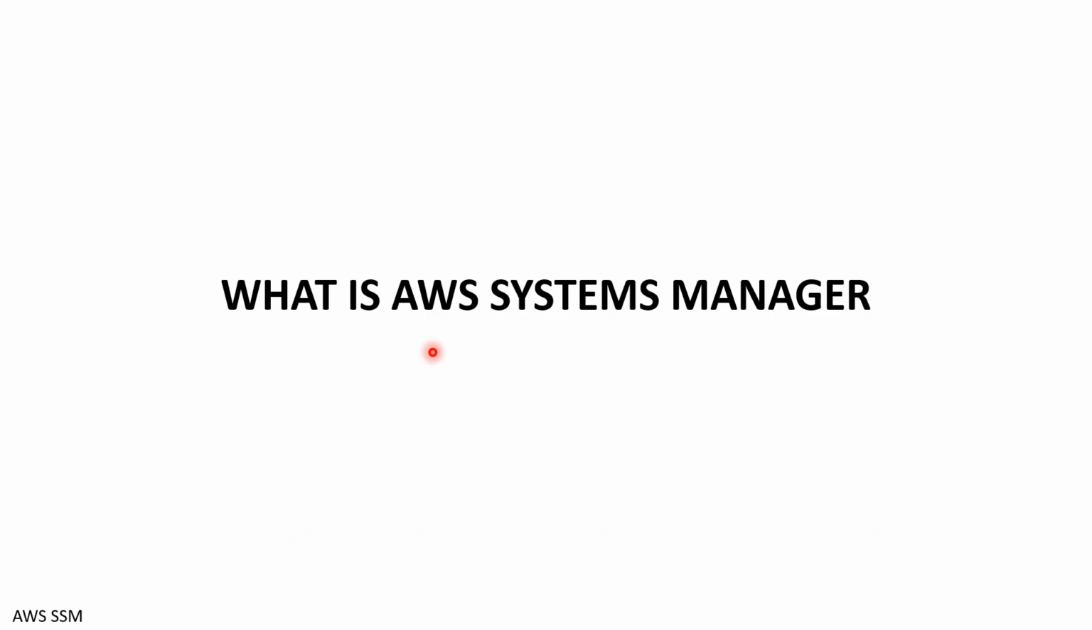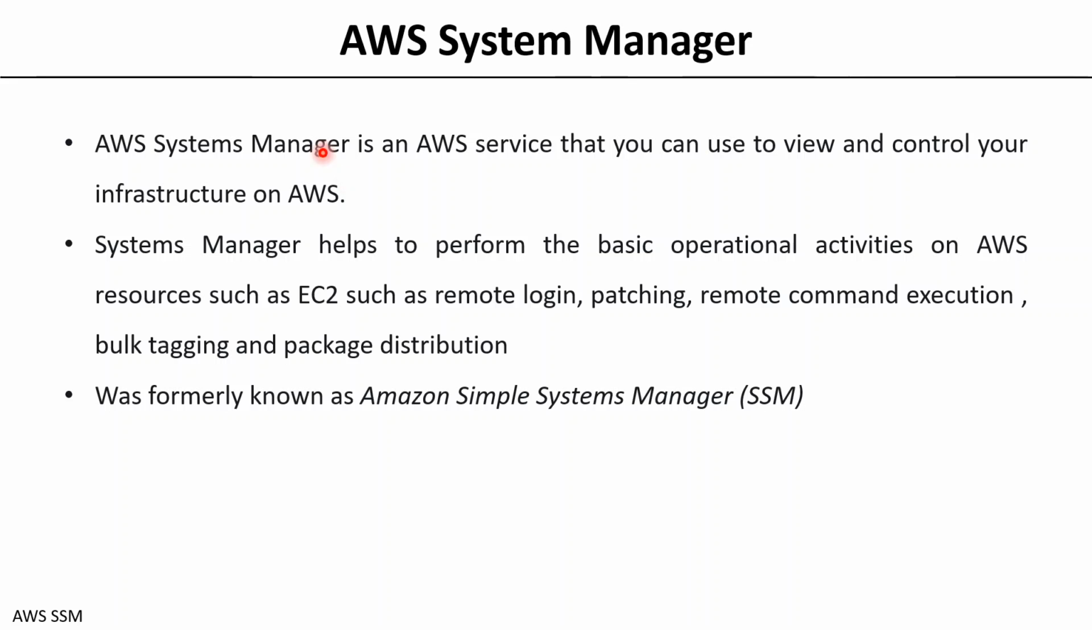Let's understand what AWS Systems Manager is. AWS Systems Manager is a service that you can use to view and control your infrastructure on AWS. Systems Manager helps you perform basic operational activities on AWS resources such as remote login, patching, remote command execution, bulk tagging, and package distribution.